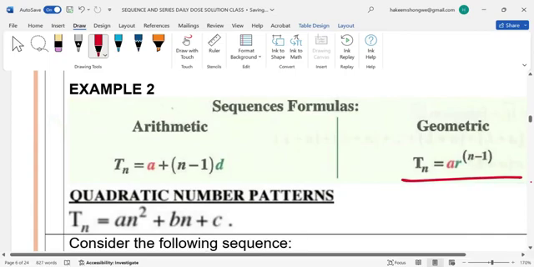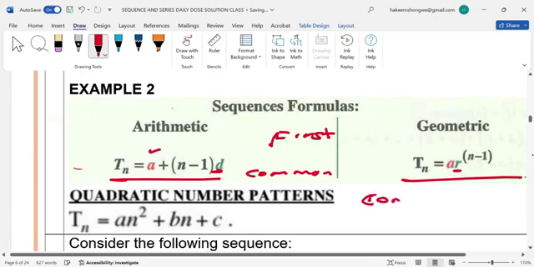Now the linear and the geometric, they have something in common. A, in both of them, represents the first term. A here represents the first term. And then this one here, we have what we call the common difference. And then this side here, we have R instead of N. So what does R represent? It represents what we call the constant. It's a ratio.